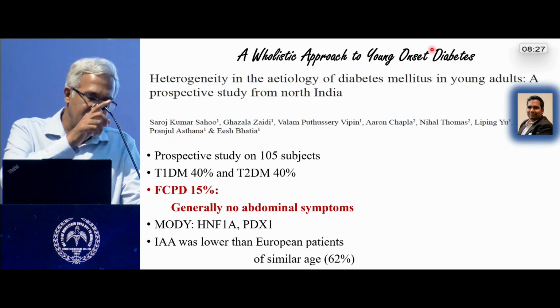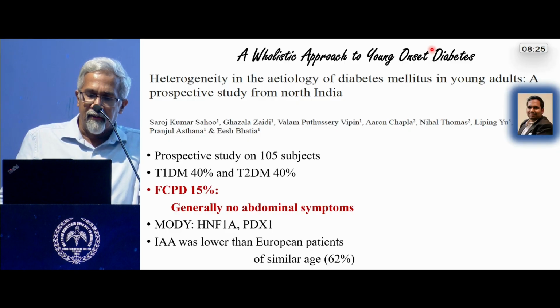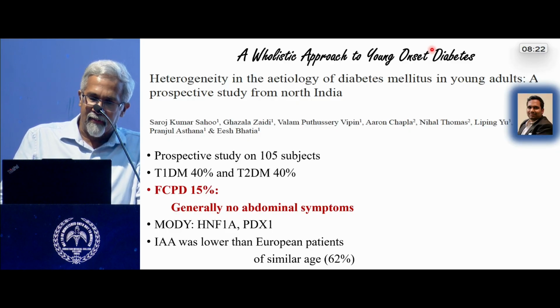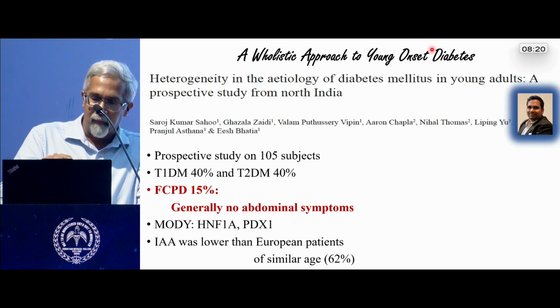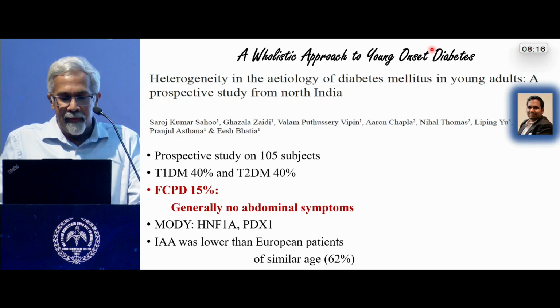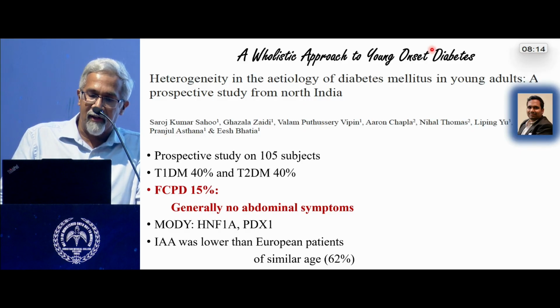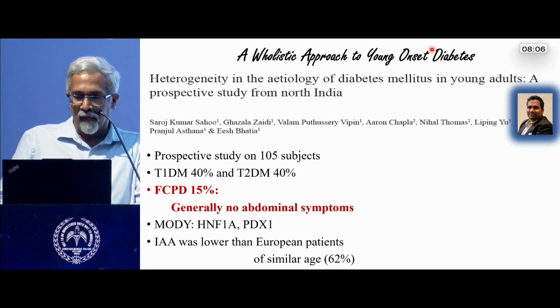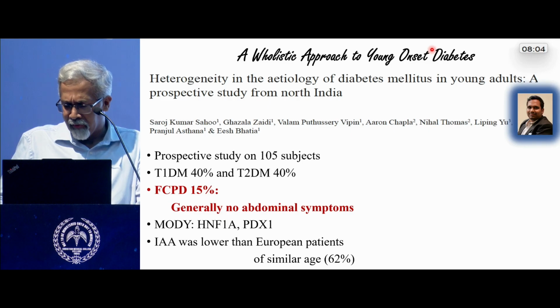So this was a study which was done in the SGPGI some years back, and we helped them out with the genetics. And once again, this is a referral bias to an endocrinologist, telling you that in lean young people, almost 15% of patients had fibrocalculous pancreatic diabetes, and abdominal symptoms were present only in about 30% of this particular series at that point of time. This is about 12 to 13 years back.